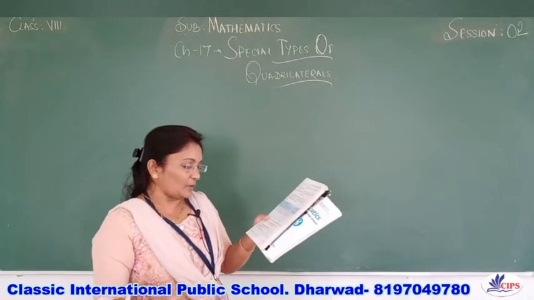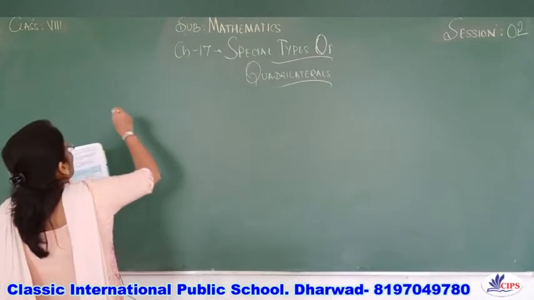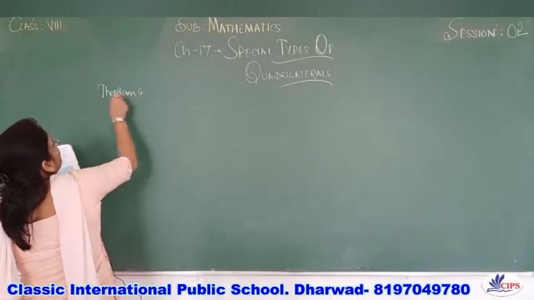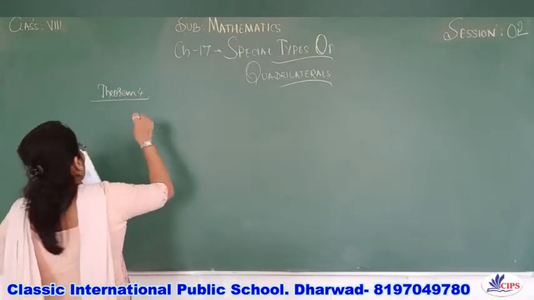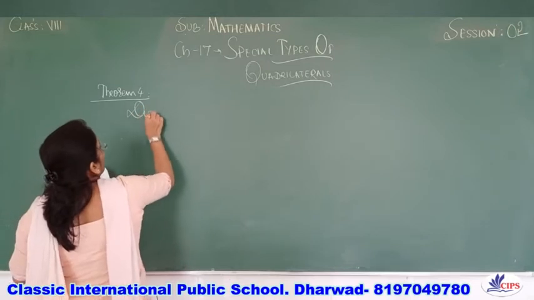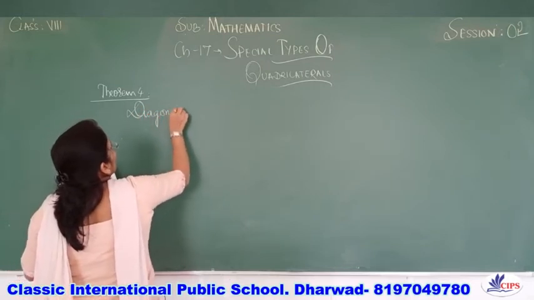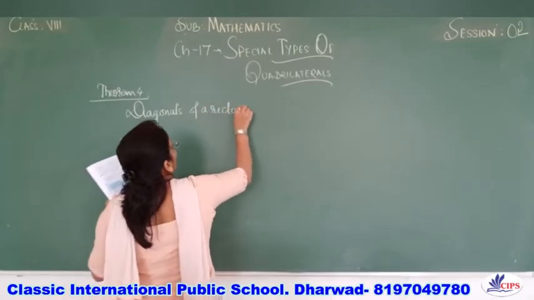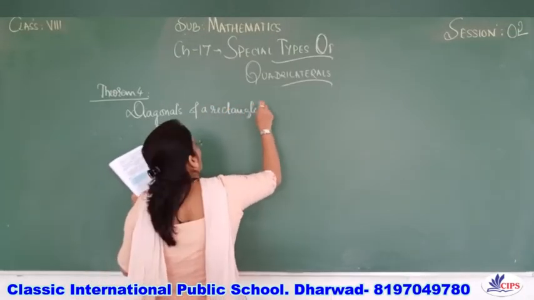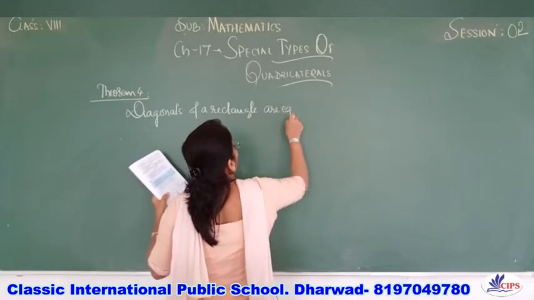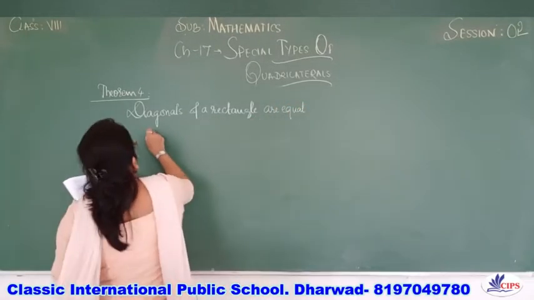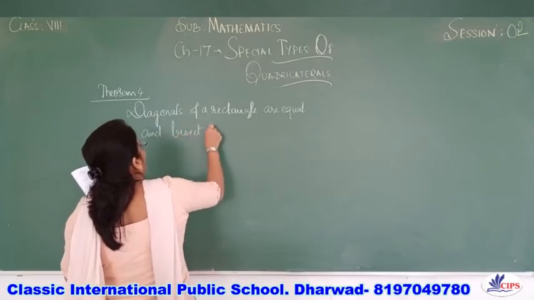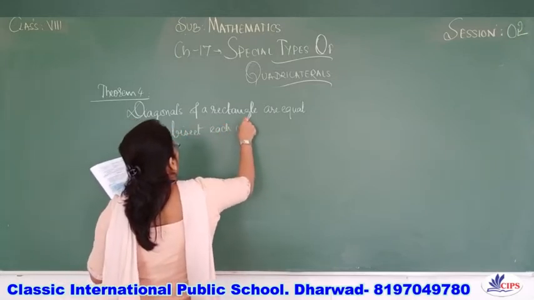Here what we need to prove? This is theorem number 4 of rectangle. Diagonals of a rectangle are equal and bisect each other.